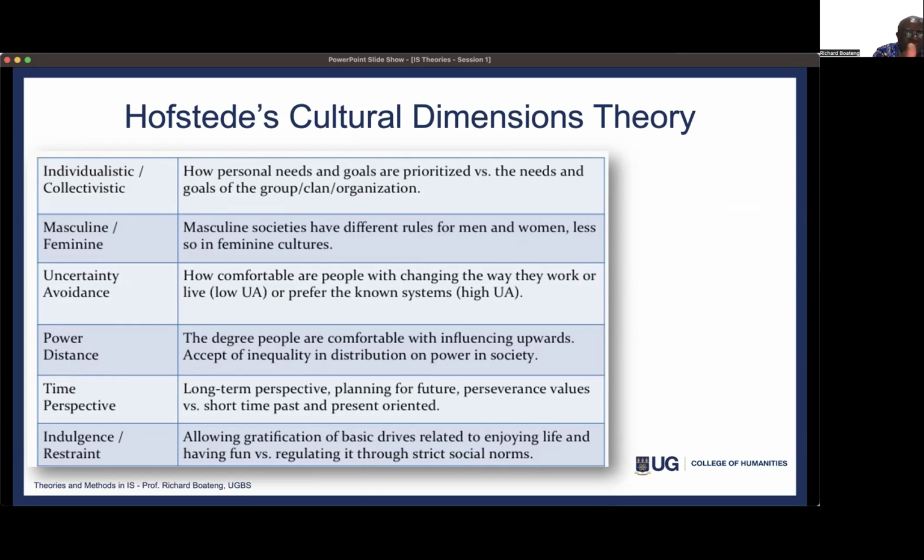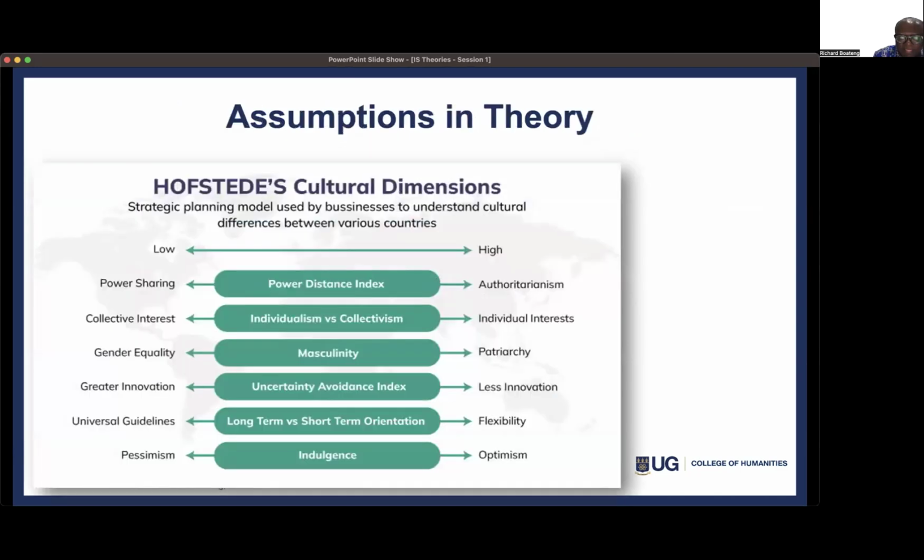Now, Hofstede took these dimensions and used them to look at different nations. So it's kind of a continuum where they try to explain each of them and how it affects a person's behavior. It's a strategic planning model used by businesses to understand cultural differences between various countries. So there's low and high. For power distance, if it is low, we see more power sharing. If it is high, you're going to see more authoritarianism, completely a one man show.